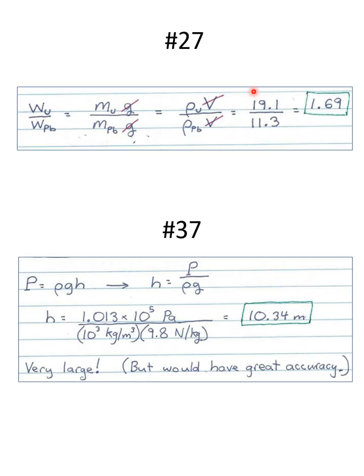So the density of uranium, you can look it up in the table in the book, and that is 19.1 grams per cubic centimeter. Lead is 11.3 grams per cubic centimeter. So that ratio is 1.69. And we see if we've answered the question correctly. It says, how many times heavier is the uranium than the lead? So yes, that ratio answers the question, 1.69.